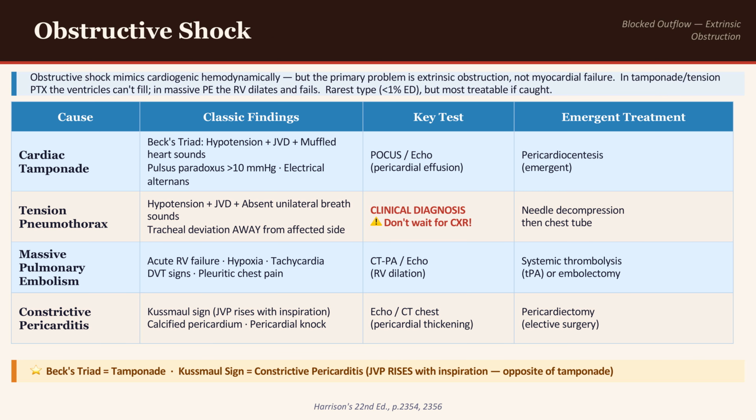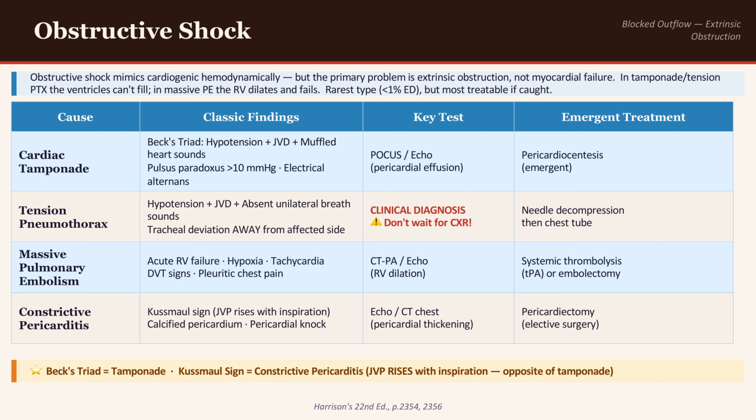Now there's one more type that's easy to miss, and that's obstructive shock. It's the rarest, under 1% in the ED, but it's arguably the most treatable if you catch it early. The hemodynamics look just like cardiogenic: low CO, high SVR, high CVP. But the primary problem isn't the heart muscle, it's an obstruction to flow. Cardiac tamponade gives you Beck's triad: hypotension, JVD, and muffled heart sounds, plus pulsus paradoxus greater than 10 millimeters of mercury. Tension pneumothorax gives you hypotension, JVD, and absent breath sounds on one side with tracheal deviation away.